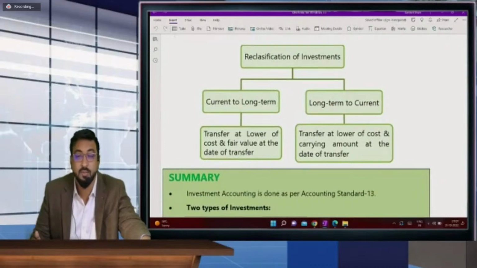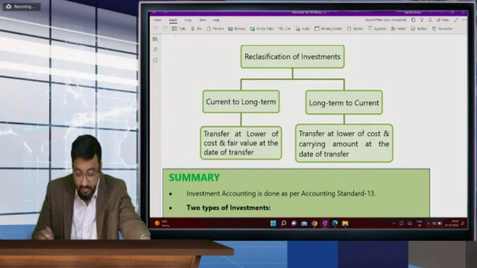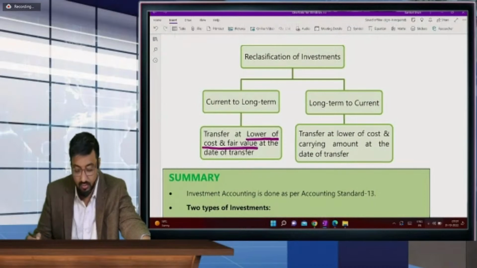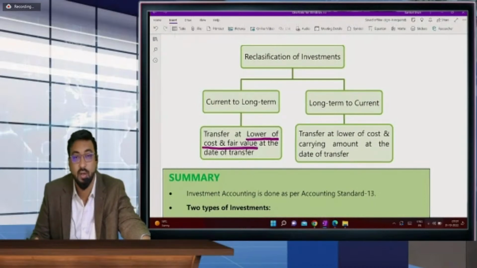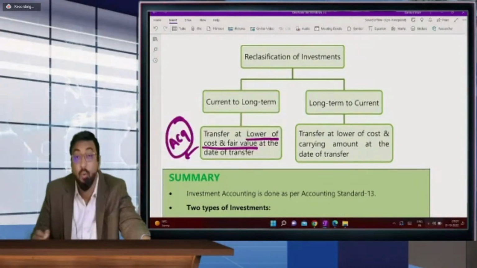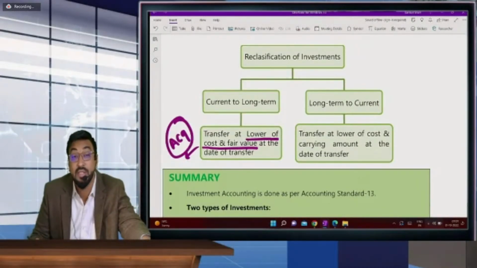If you transfer from current short-term investment to long-term, then you transfer at lower of cost and fair value. Okay, so cost means what? Acquisition price. Cost means at what price you bought it. It's called acquisition price.